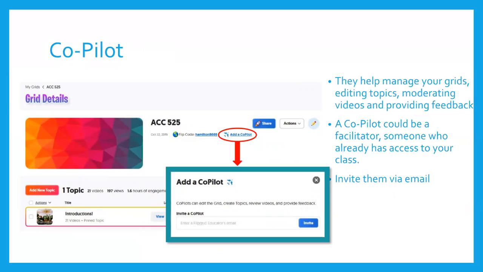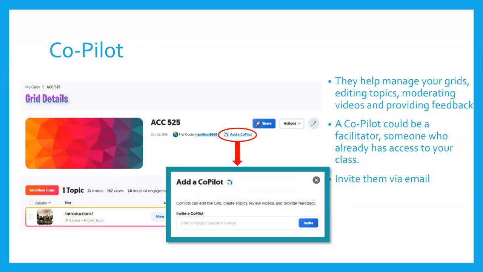And all you do to invite a co-pilot is you go to the topic, and then there's a little add co-pilot button, and all you need is their email address. If they're not already signed up, they'll receive a link prompting them to sign up, which is free, super easy. Once they've signed up and logged in, it'll show them all the grids that have been shared with them.